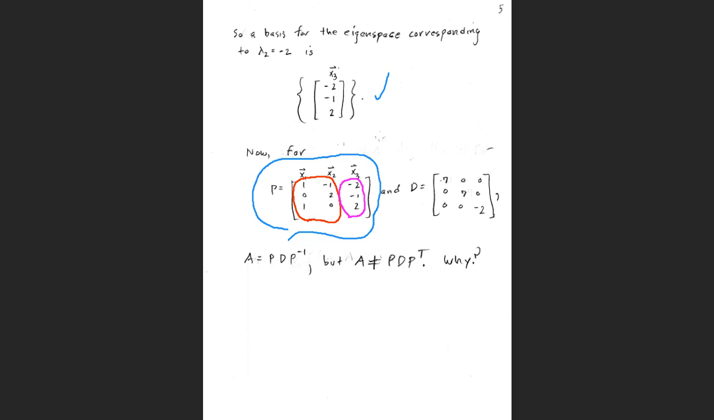But if P is equal to this matrix and D is equal to that diagonal matrix, notice I got 2 entries of 7. They come first because my eigenbasis for lambda 1 equals 7 came first. Sure, A will equal P times D times P inverse. A is diagonalizable, but with this choice of matrix P, A is not orthogonally diagonalizable. It's not equal to P times D times P transpose. Now, why is that?